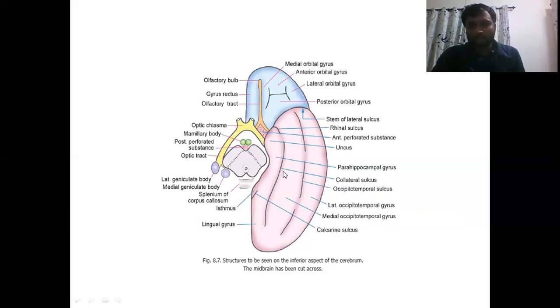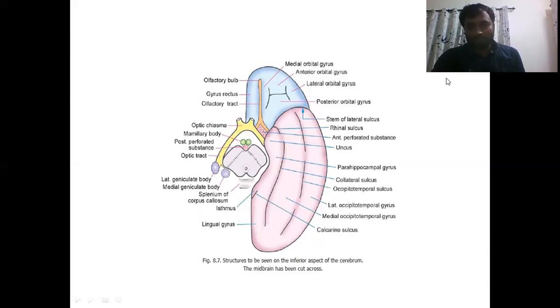Then the remaining area, these two parts, which lie on either side of the occipito-temporal sulcus. So this one, occipito-temporal gyrus. This is also occipito-temporal gyrus. This one is the medial occipito-temporal gyrus, and this one is the lateral occipito-temporal gyrus. Okay, so that's all. So here rhinal sulcus, this one collateral sulcus, this one occipito-temporal sulcus, three sulci. Then gyri: this one is the uncus, and parahippocampal gyrus, then medial occipito-temporal gyrus, lateral occipito-temporal gyrus.